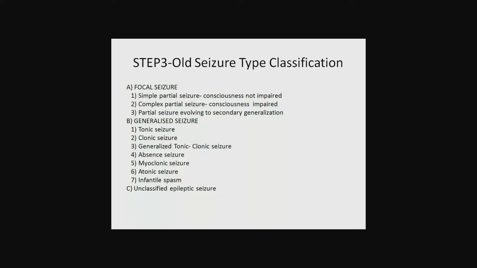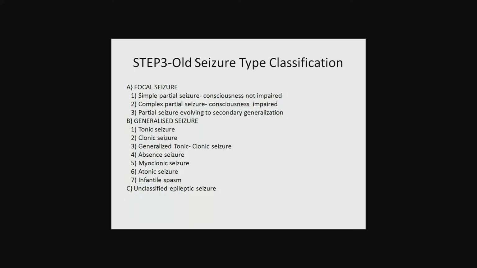So here only one part of the body is affected, while in generalized seizure the whole body is affected, like tonic seizures, clonic seizures, generalized tonic-clonic seizures, and absence seizures, in which the patient has a loss of consciousness or awareness for a few seconds, not more than 30 seconds, and then becomes normal, and it occurs multiple times per day. Myoclonic seizures means there may be a sudden jerk in a part of the body or the whole body.